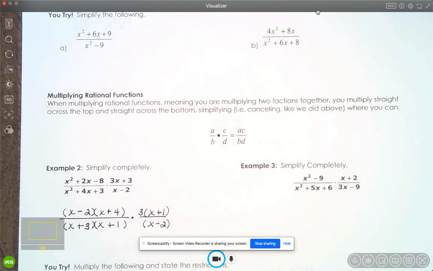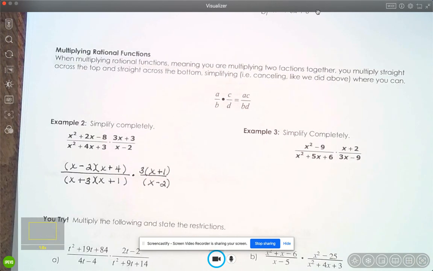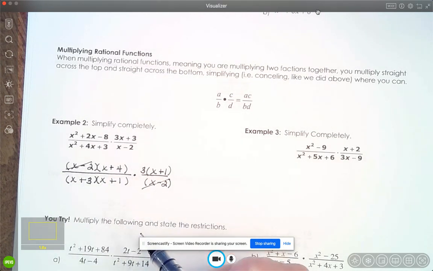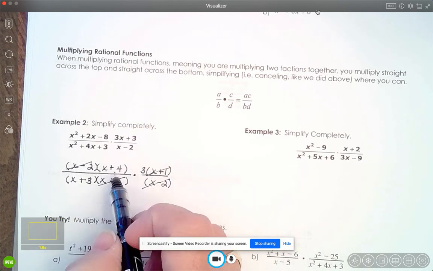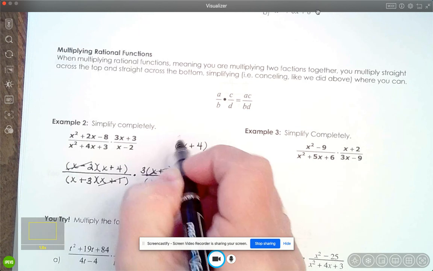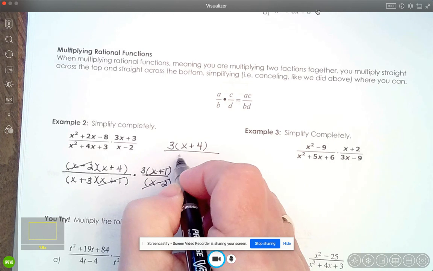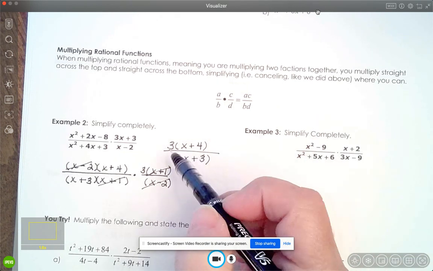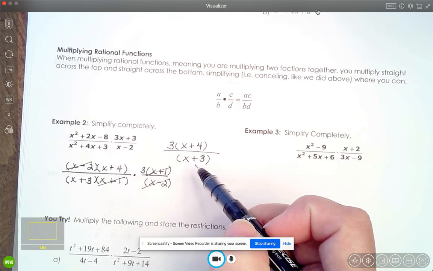Now, I'm going to go ahead and see what I can simplify, what I can cancel out, and then just leave the answer. Here's an x minus 2. Here's an x minus 2. Here's an x plus 1. Here's an x plus 1. So in the numerator, I have an x plus 4. I also have a positive 3. I'm going to bring that out front. In the denominator, I have an x plus 3. And that's my answer. I cannot cancel these because 3 and an x plus 3 is very different. That's my answer.